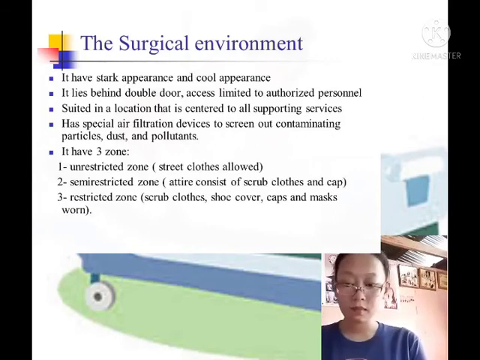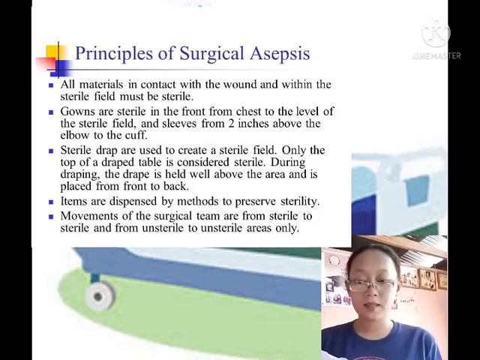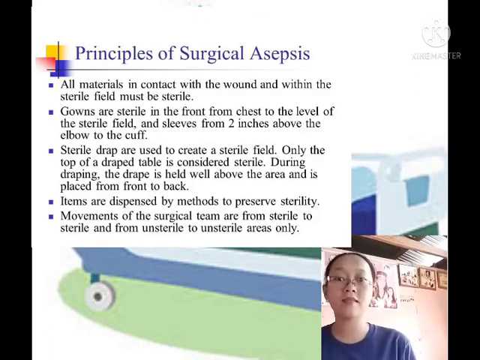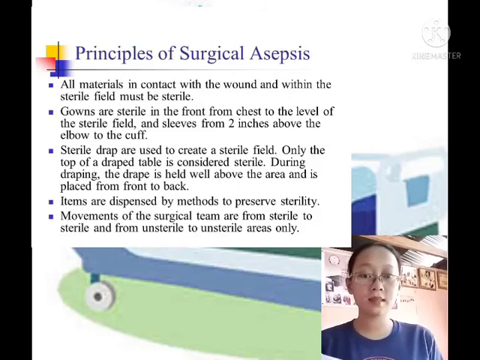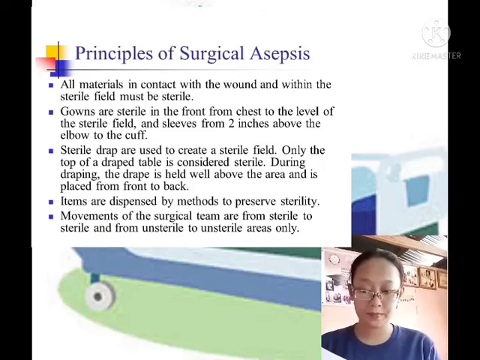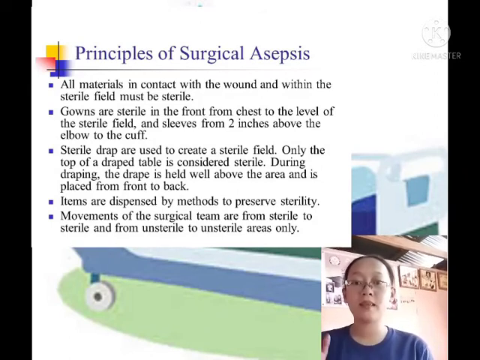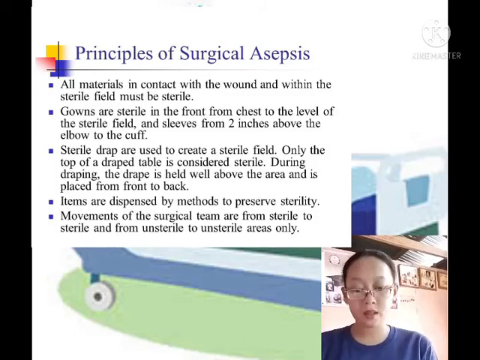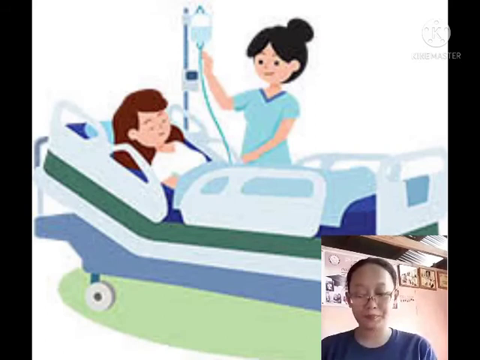The principle of surgical asepsis prevents the contamination of surgical wounds. All surgical asepsis supplies include needles, sutures, dressings, gloves, covers, and solutions. So, how do you maintain surgical asepsis? To maintain surgical asepsis, there is a safe space or margin of safety between sterile and non-sterile.